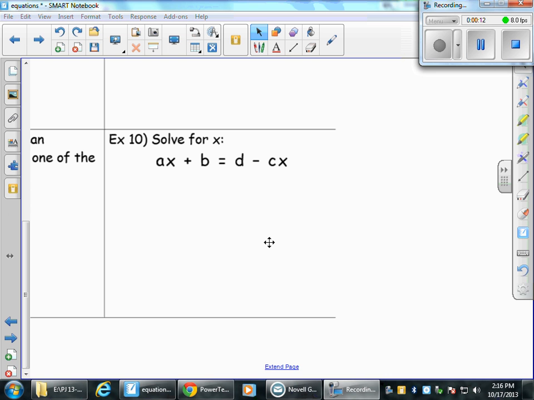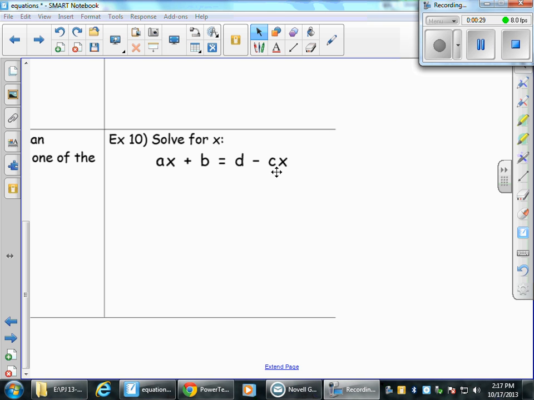And I decided to look at example 10 today. Most classes today did not get to see this example done, so we'd like to take a look at it now. We're given ax plus b is equal to d minus cx, and we're asked to solve for x.